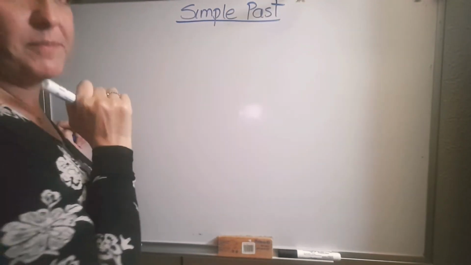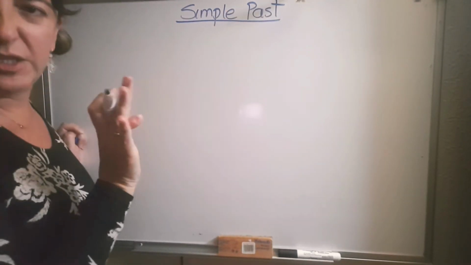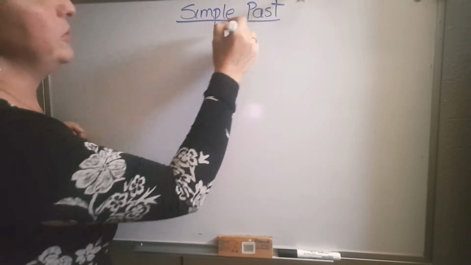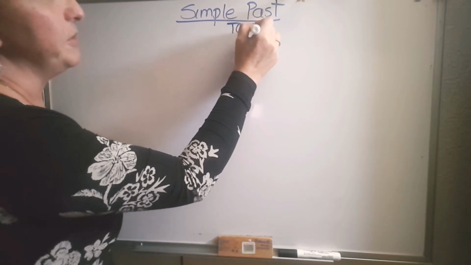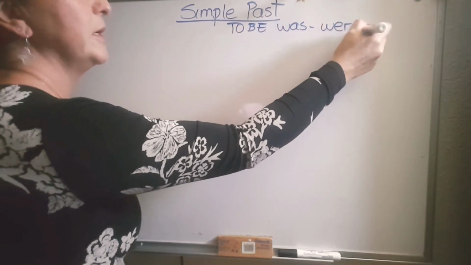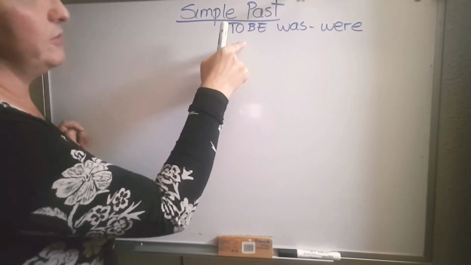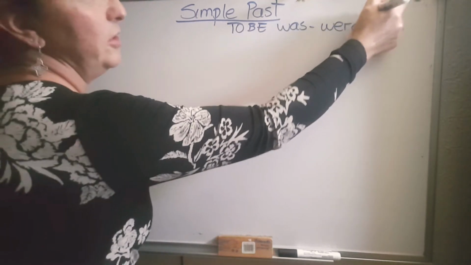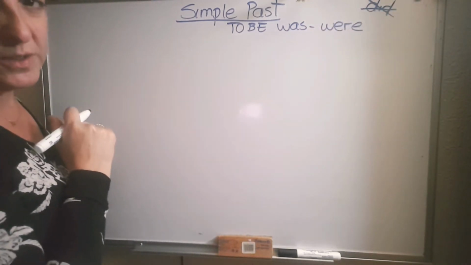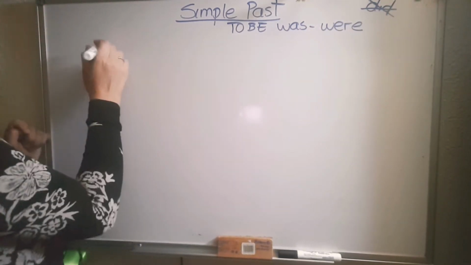We use the simple past to talk about finished actions. So in the first part, we're going to work with the verb to be, simple past. That is was and were. Simple past with the verb to be is not using the auxiliary. You do not need to use the auxiliary. We're going to write some examples.